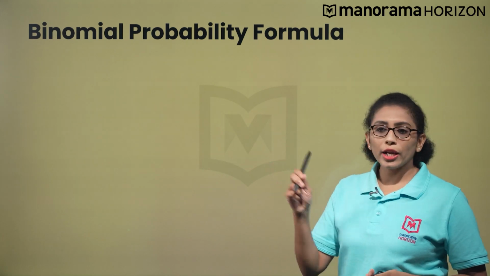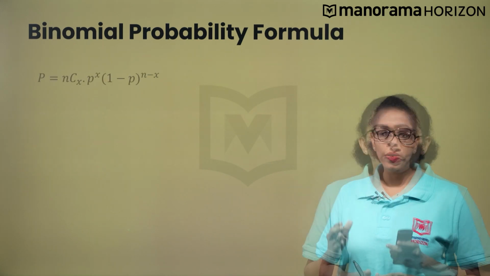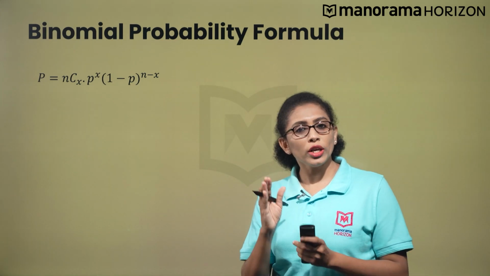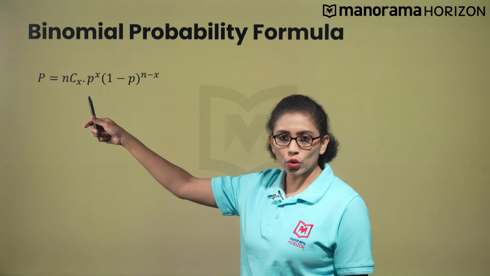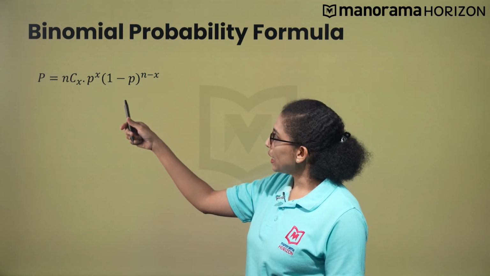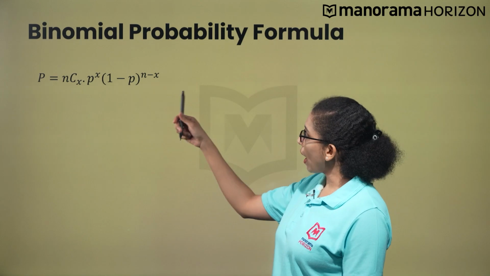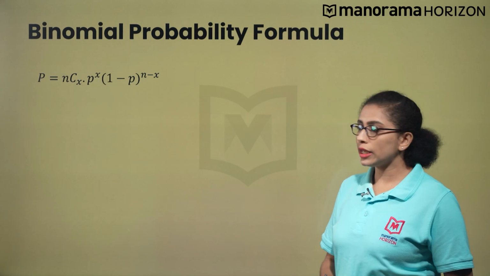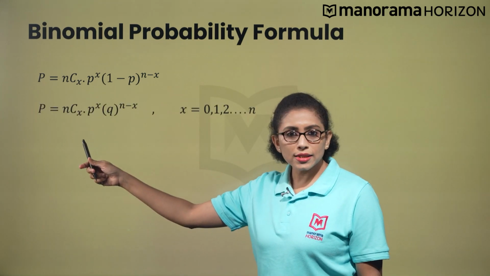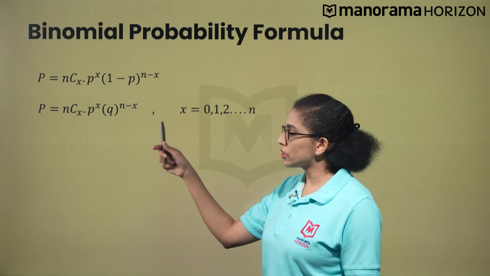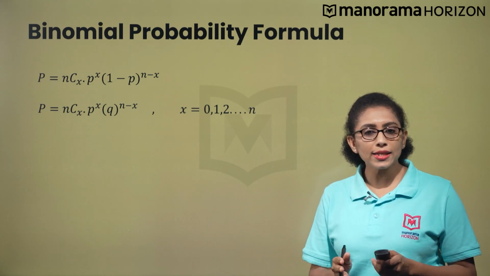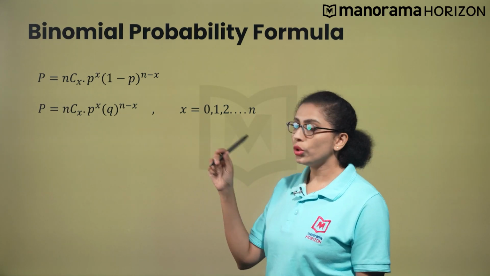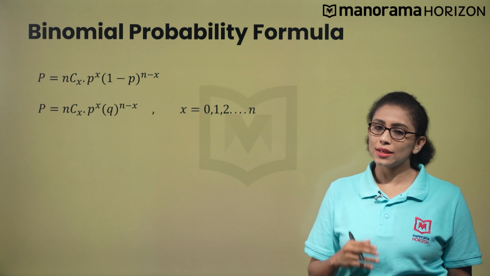First, we'll see the binomial probability formula. The probability of x successes in n Bernoulli trials is given by P equal to nCx p raised to x into (1 minus p) the whole raised to n minus x. Again, we can write it as nCx p^x q^(n minus x), where x ranges from 0, 1, 2 up to n. Also, what is q? q is 1 minus p, that is, the probability of failure.